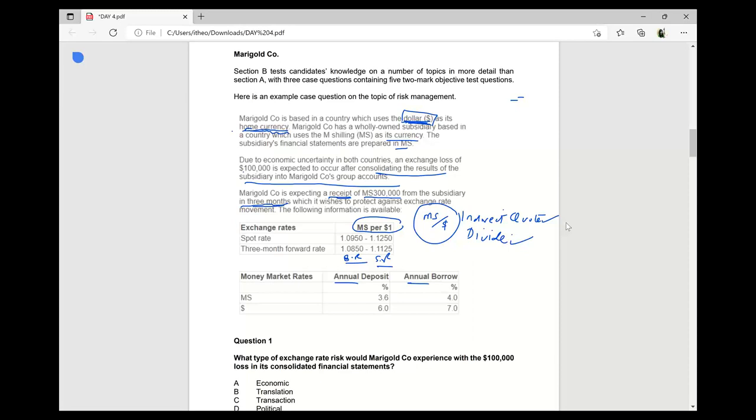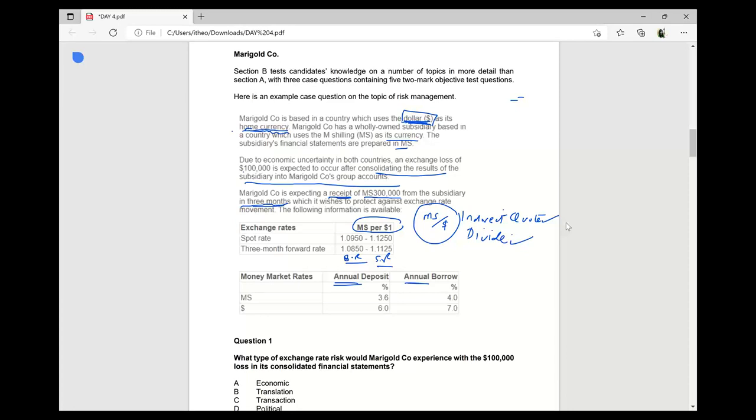And then the borrowing and deposit rates are given. Borrowing and deposit rates are given in shillings, and the dollar rates of borrowing and deposit are also given. But the important thing, these are annual rates. Always remember, this is the only information which a currency risk question can provide you.